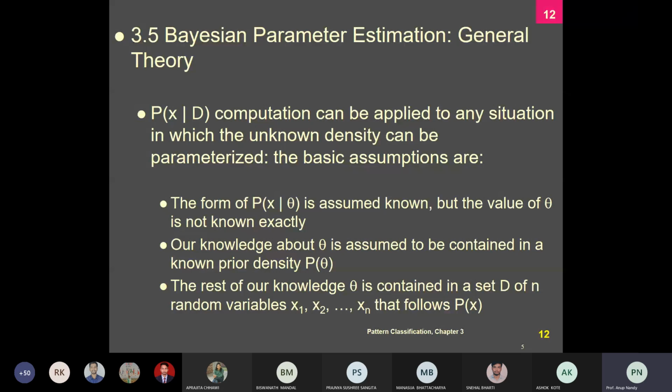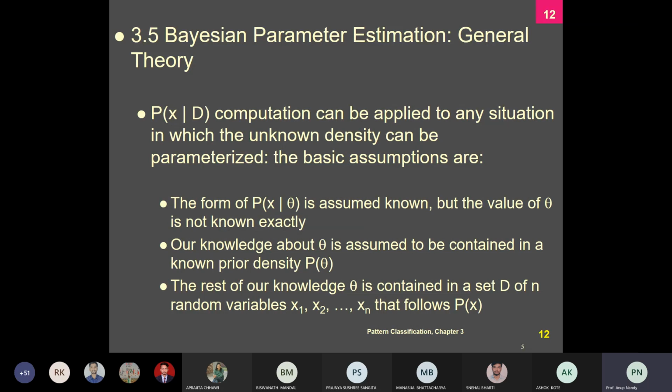A very important thing is that p(x|D) computation can be applied to any situation in which the unknown density can be parameterized. These are the basic assumptions that we can follow. The form p(x|theta) is assumed to be known, but the value of theta is not known exactly. Please remember, two things are important whenever you apply the Bayesian formula: one is the prior probability, another is the class conditional density function. If this knowledge is not known to you, then you will have to estimate it from your data.